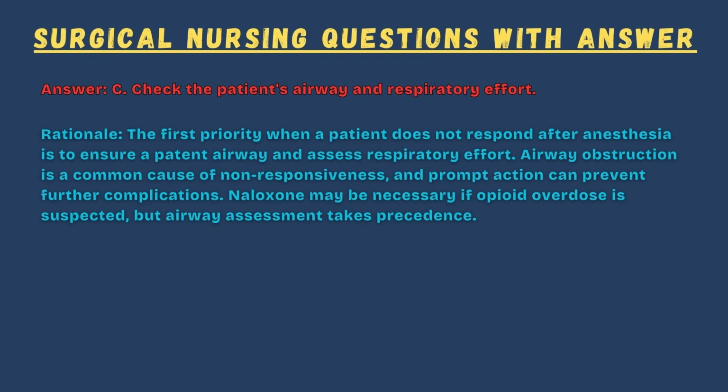Answer: C. Check the patient's airway and respiratory effort. Rationale: the first priority when a patient does not respond after anesthesia is to ensure a patent airway and assess respiratory effort. Airway obstruction is a common cause of non-responsiveness, and prompt action can prevent further complications. Naloxone may be necessary if opioid overdose is suspected, but airway assessment takes precedence.